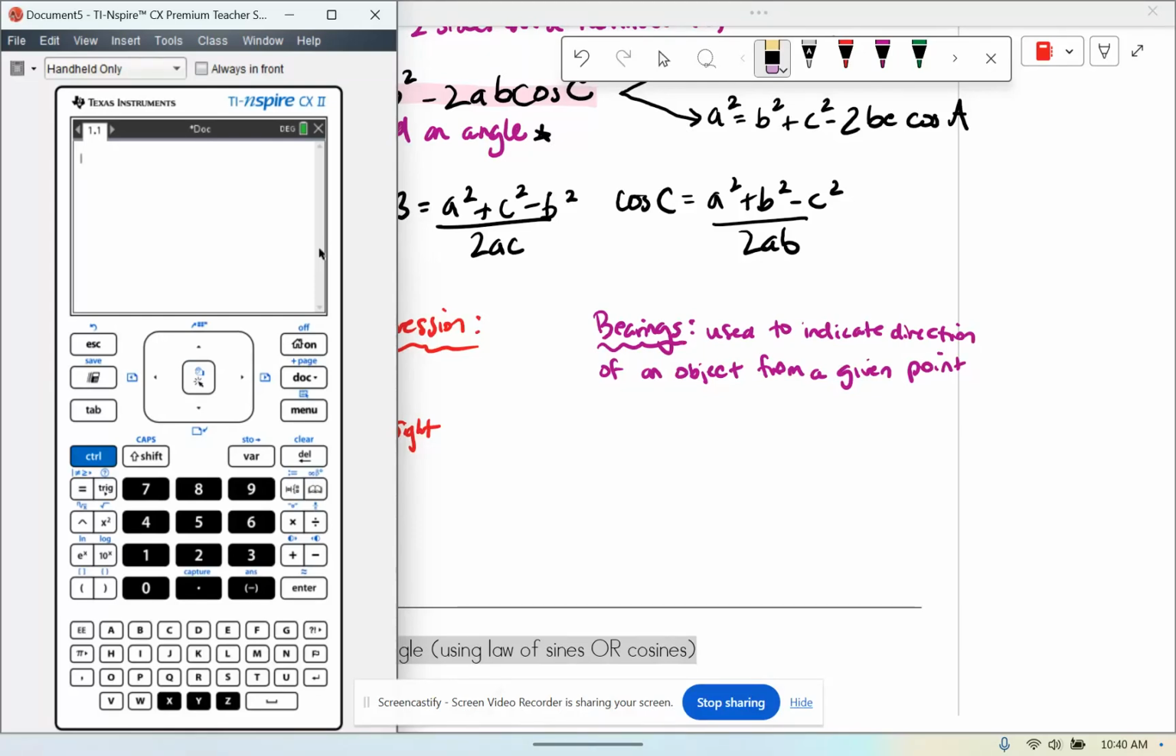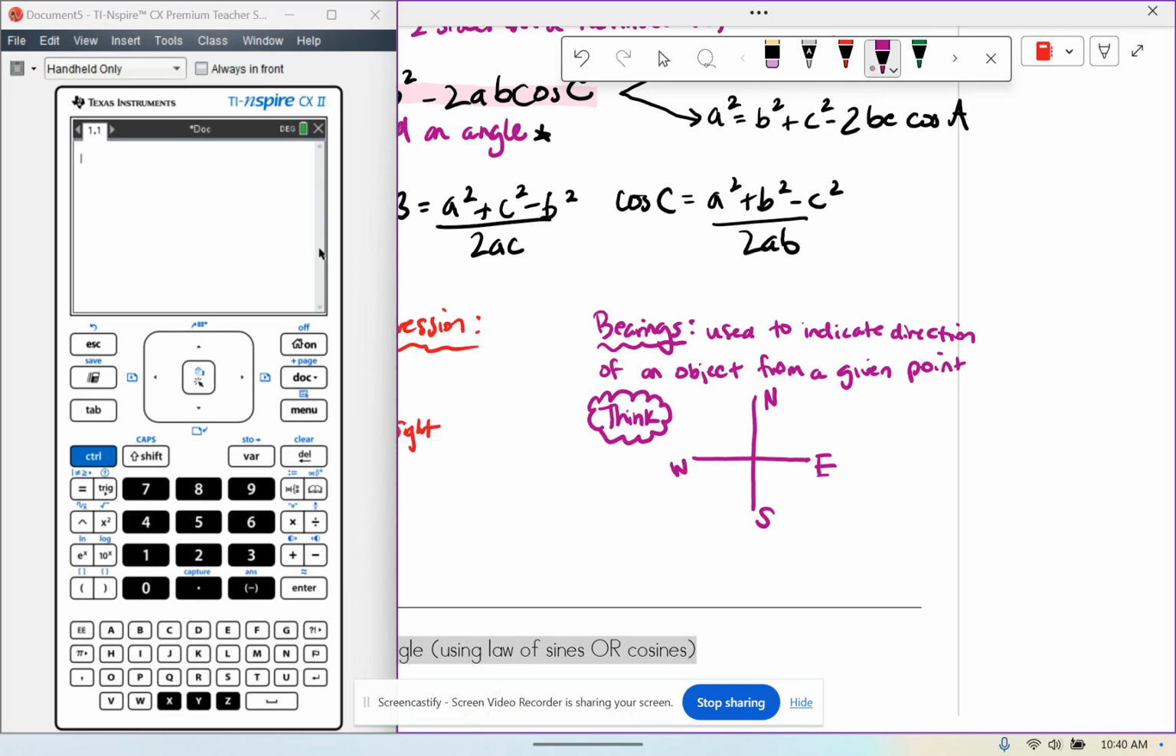Okay, the final part that we're going to learn about today is called bearings. Bearings are used to indicate the direction of an object from a given point. What I want you to think about when you think about bearings are compasses. So you have the four main directions in a compass. You have north, south, east, and west.